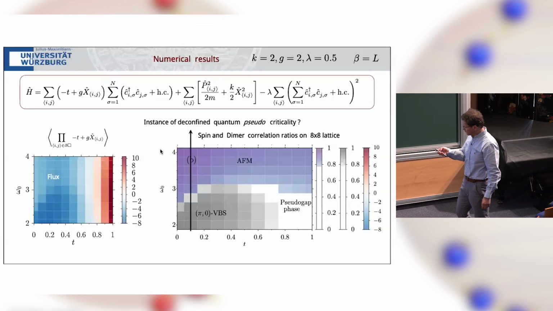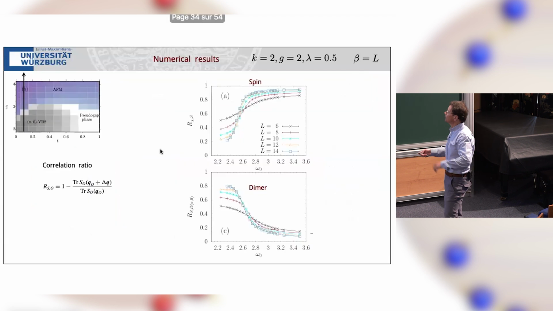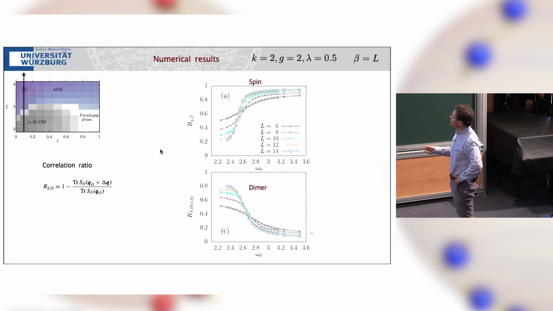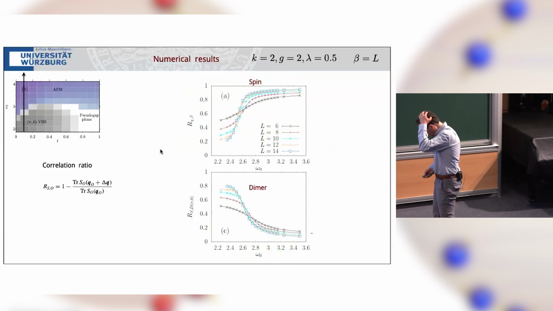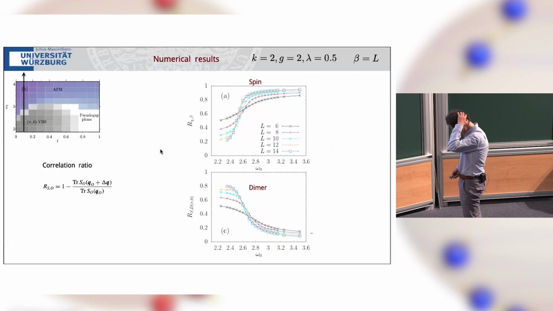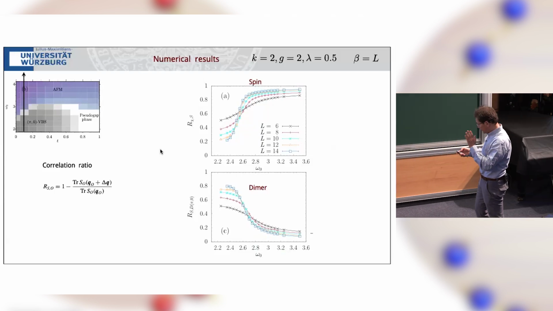So this is the DQCP we see, and well, the pseudo-criticality. These are the results. These are correlation ratios for the dimer and for the spin. If you look more carefully at this, you'll see that the data is not so good. There's a lot of crossings, so there's a lot of drift. It's hard to get anything out of this.